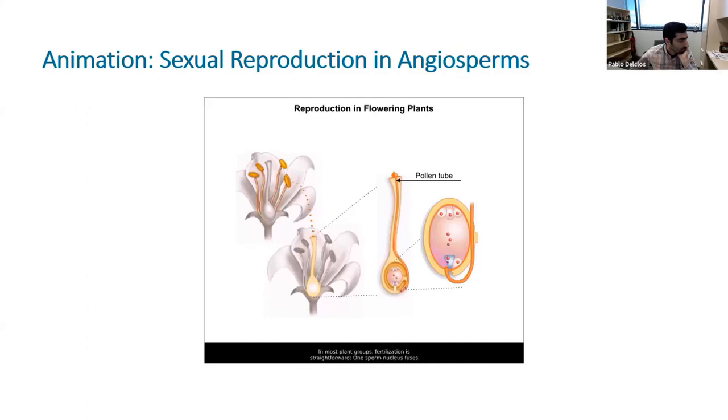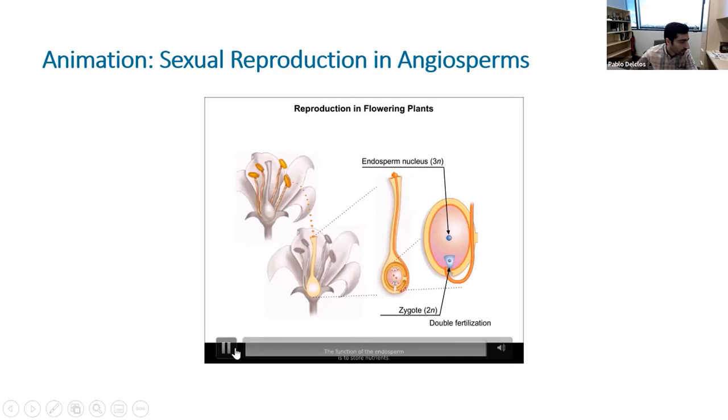In most plant groups, fertilization is straightforward. One sperm nucleus fuses with the egg to form a diploid zygote. In angiosperms, however, an unusual event called double fertilization takes place. The other sperm nucleus fuses with the two polar nuclei to form a large triploid, 3N cell. The triploid cell resulting from this second fertilization begins a series of mitotic divisions that forms a tissue called the endosperm. The function of the endosperm is to store nutrients.